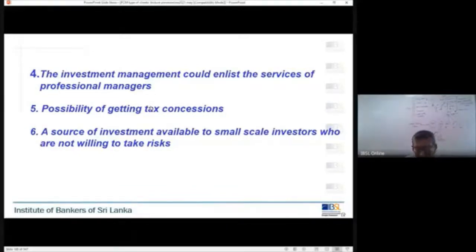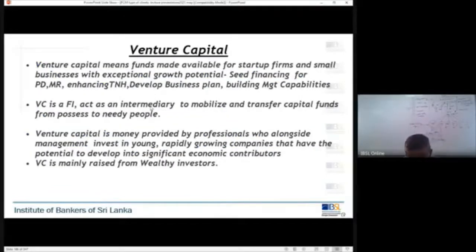These are some of the advantages of unit trust. Small investors can invest their money, risk is diversified, there may be a tax concession, and the fund manager uses the fund. Therefore they have expertise and professional knowledge to get a higher return, where you and I cannot. So that is what we call unit trust. Then there is another investment we call venture capital.